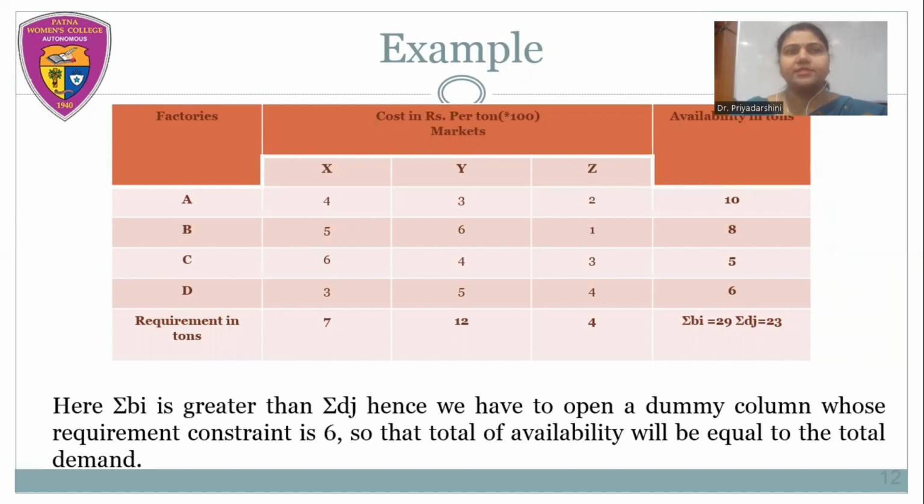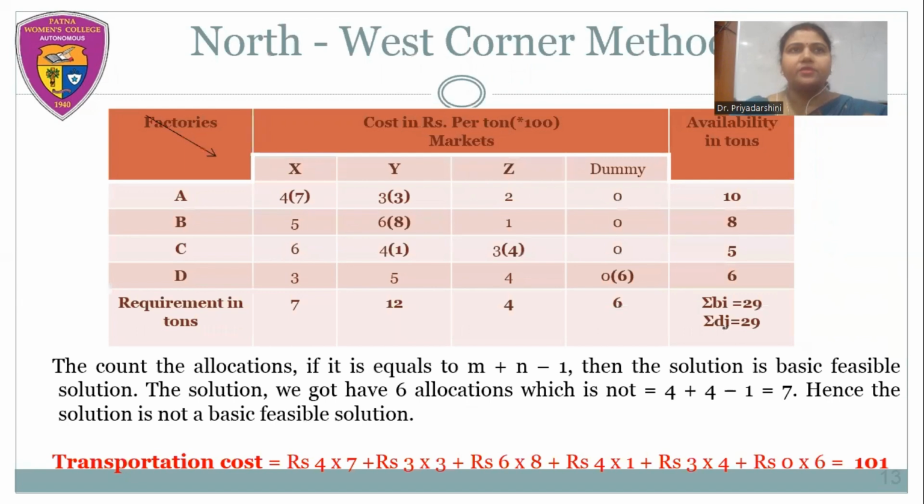Here we can see that summation Bi is greater than summation Dj. Hence we have to open a dummy column whose requirement constant is 6, so that the total of availability will be equal to the total of demand. In using the northwest corner method, first we need to balance the problem. That is, we have to see whether summation Bi is equal to summation Dj. If not, we have to open a dummy column or dummy row, as the case may be, and balance the problem.